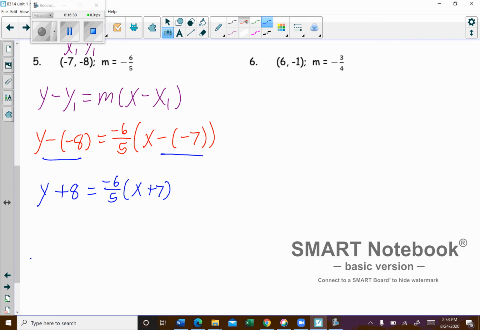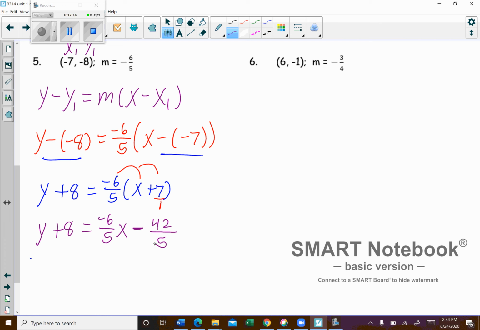Now, just like the other one, I'm going to go ahead and distribute here, and I'm going to put that 7 over 1 so I can just multiply the numerators and the denominators together. So I'm still left with y plus 8 over here, equals, when I multiply the slope with the x, you just put that in front of the x. That's not going to change. Now here, I'm multiplying a negative times a positive, so that will change it to a minus. Negative times a positive, so it's going to become a minus. And then let's see, 6 times 7 is 42, and 5 times 1 is 5.